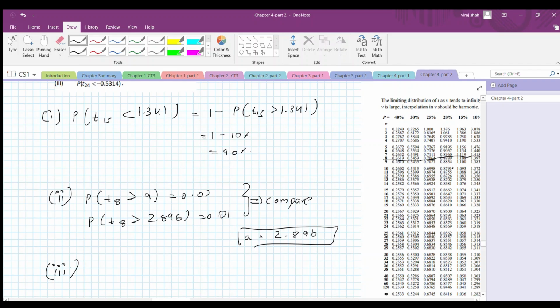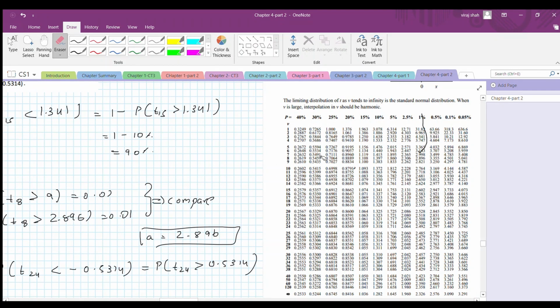Okay, what is my third part? I want to find the probability of T24 less than minus 0.5314. The negative sign basically interchanges the inequality, so it becomes the probability of T24 greater than 0.5314. This table is for greater than, so I can directly have a view.